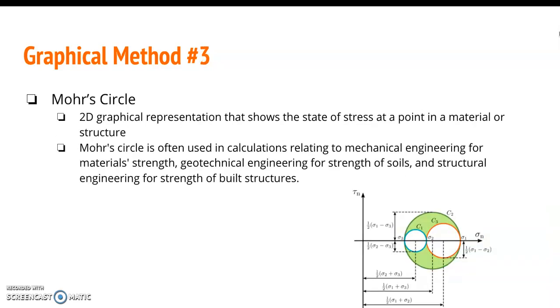You have something called Mohr's circle, which is a graphical representation that shows the state of stress at a point in a material or structure. It's used a lot in mechanical engineering. It's used in geotechnical engineering for the strength of different soils, and also in structural engineering for the strength of built structures. It looks quite complex. It makes a little more sense to the engineer, but it's a visual representation that allows them to break it down into simpler parts.